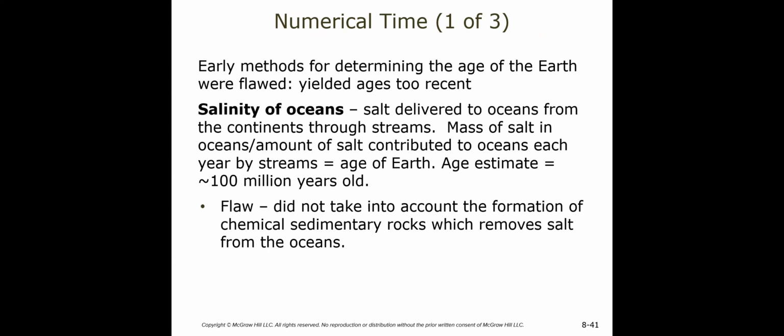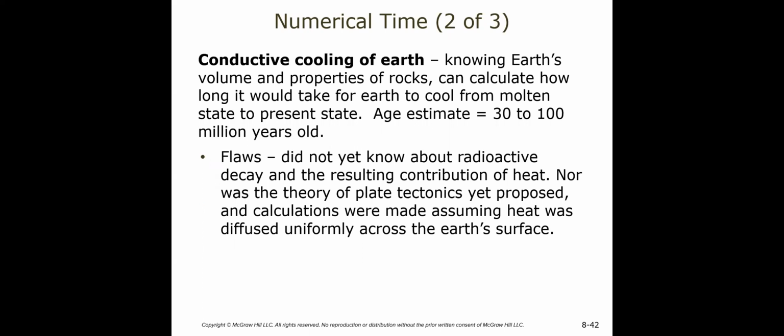One way was maybe salinity of the oceans. We know that salt is delivered to the oceans from the continents via streams. So if you look at the mass of salt in the oceans and dial it back, we should be able to figure out how old the Earth is. Well, that kind of makes sense, but we eventually realize that formation of chemical sedimentary rocks exists in the ocean, which takes the salt out of the ocean, turns into a rock. Suddenly you don't have a very simple system to work off of, and salinity of the oceans is not useful.